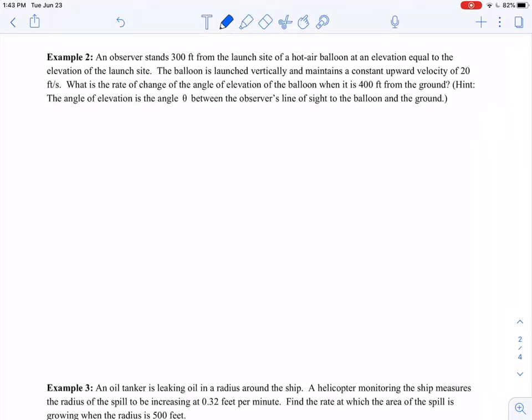Let's look at another example of a related rates problem. In example 2, I have an observer that stands 300 feet from the launch site of a hot air balloon at an elevation equal to the elevation of the launch site. So I've got a person over here that is looking at the launch of a hot air balloon.